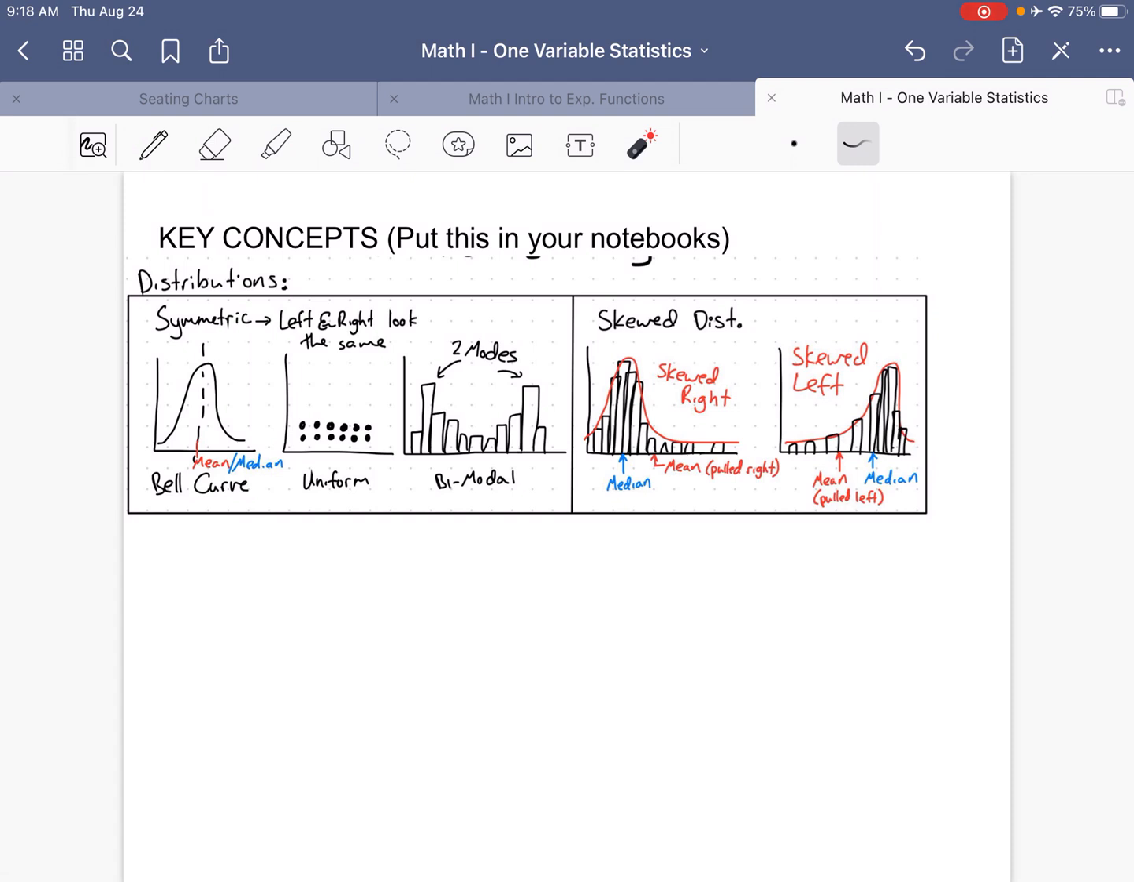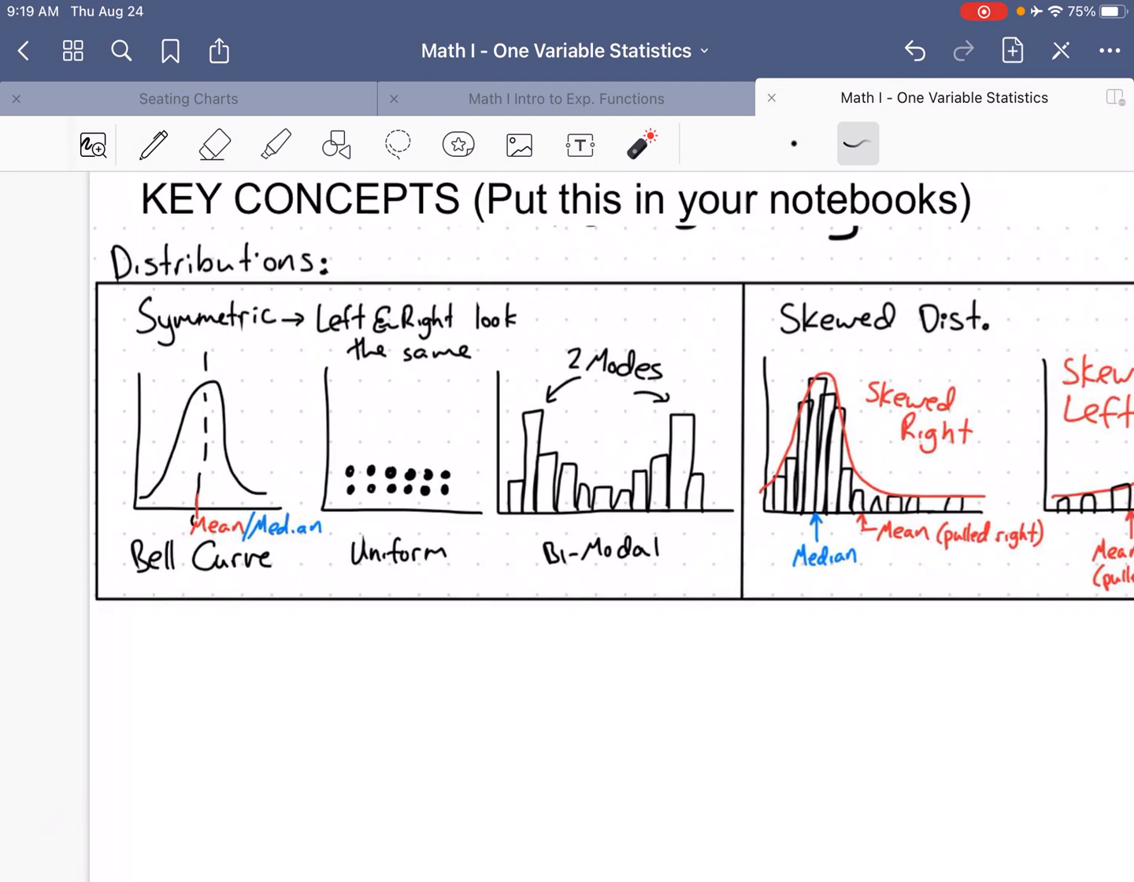First of all, we have distributions that are symmetric. That means that the left and the right side of the distribution look the same. Like we could put a line right down the middle and the left and the right look pretty much the same. Now, with real data, nothing is ever going to be a absolutely perfect mirror image on the left and right, but that doesn't really matter. As long as it's pretty close to being the same on the left and right, we're going to call it symmetric.